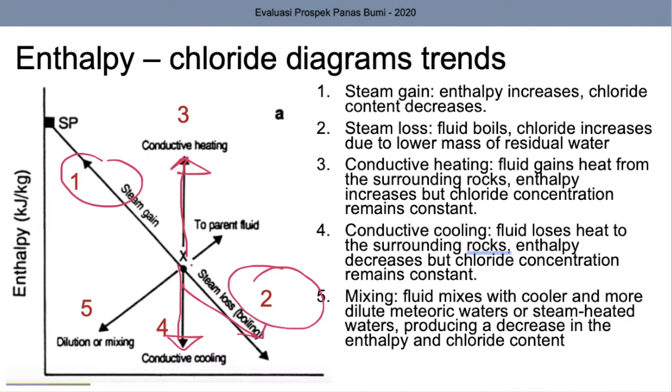And if you have a dilution or mixing, it will go inwards into the 0 point. So here, we use the steam line as a base for the evaluation in our reservoir. So we can actually assess what is happening in the reservoir, and then we can see whether it's moving upwards, downwards, leftwards, or inwards into the 0 point.